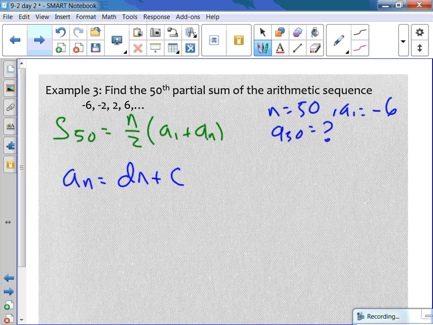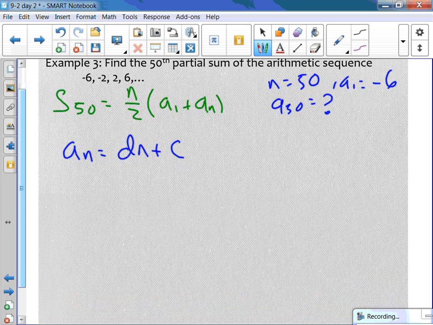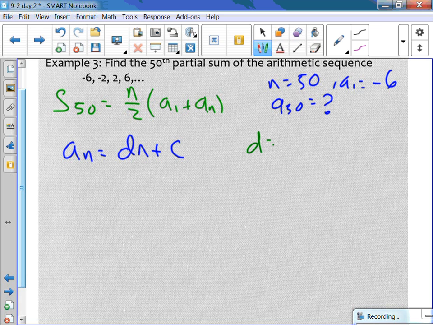Remember from Friday, when we talked about arithmetic sequences, for the nth term, a_n equals dn plus c. Do I know what d is? What is d? Right. I have my 6 minus 2, which is 4. 2 minus negative 2, negative 2 minus negative 6. My a4 minus a3, a3 minus a2, a2 minus a1, all the same. d equals 4.